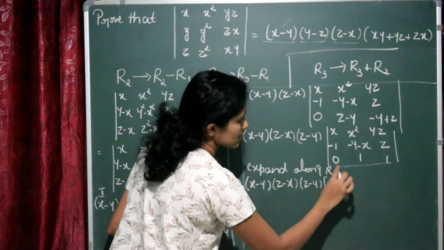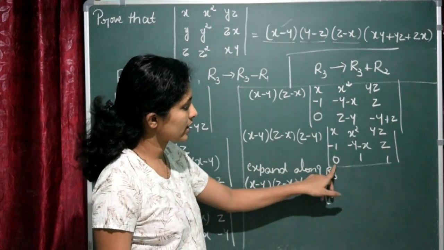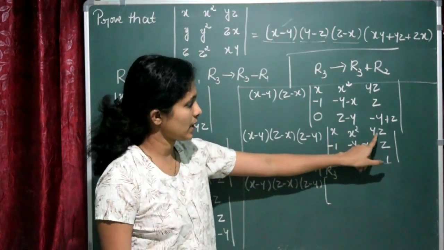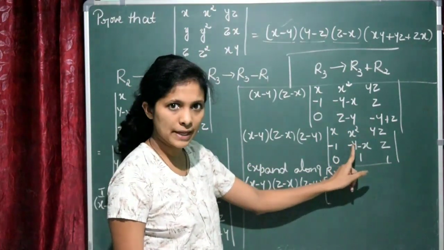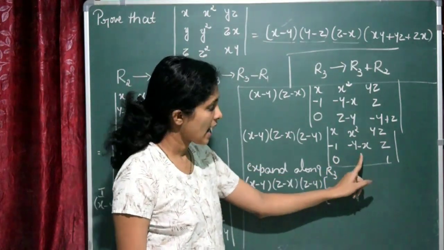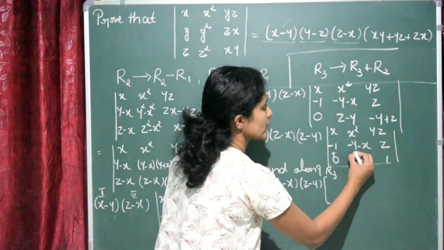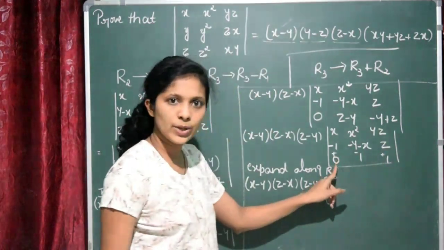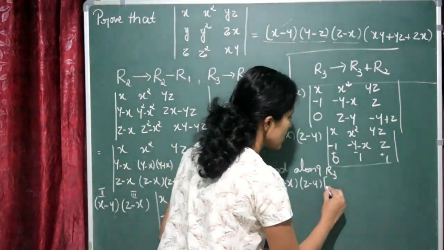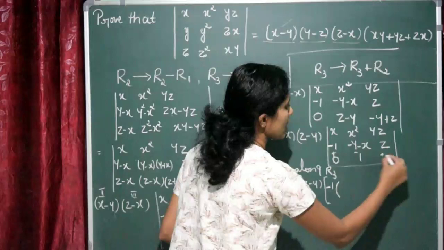As I told you, we are expanding along the last row. Here this will be plus minus plus. This is minus plus minus. So this will be plus and this is plus and this will be minus and this is plus. No need to write 0. Next we'll go to the minus 1. So I'll write minus 1 into, delete last row and this column.